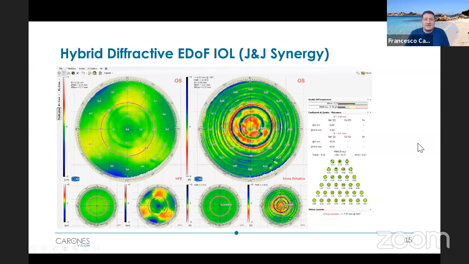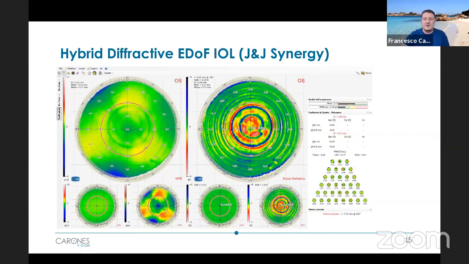Let's see the next example. This is the Synergy from Johnson & Johnson. You may know that the Synergy is a lens that combines traditional diffractive technology, meaning the same technology of the Technis Multifocal or the Restore, so the bifocal technology, on top of which the EDOF component has been added to elongate the focal point. But in this case, with the Synergy, the elongation has not been set between distance and intermediate as for the Symphony, but more between intermediate and near.